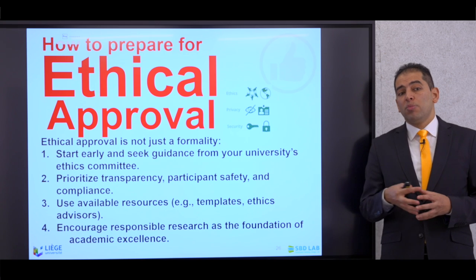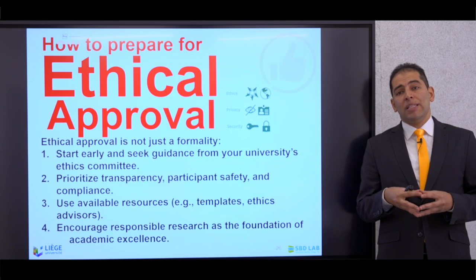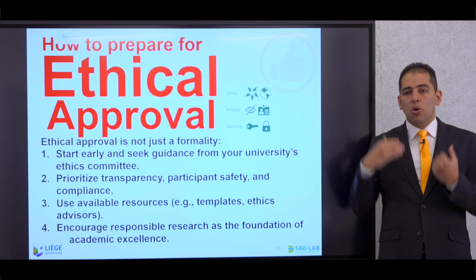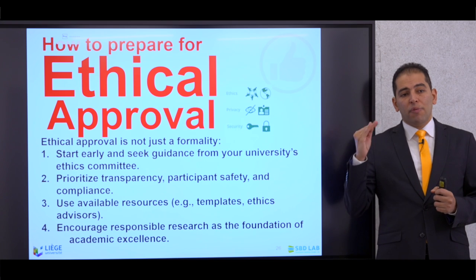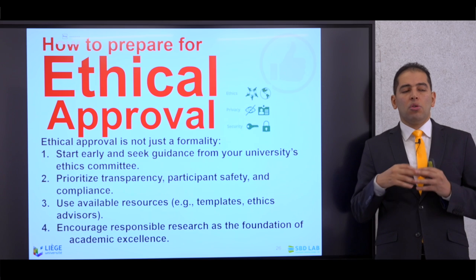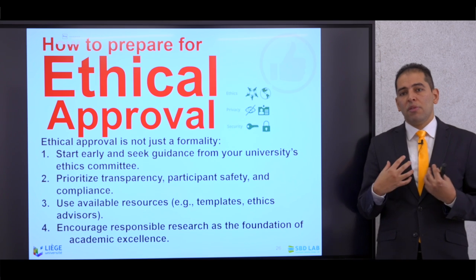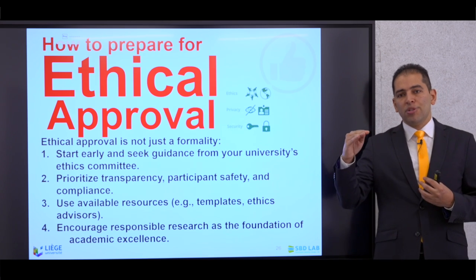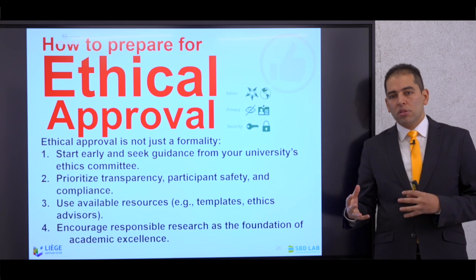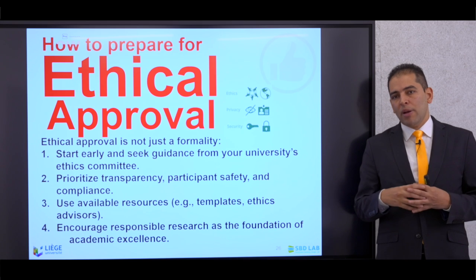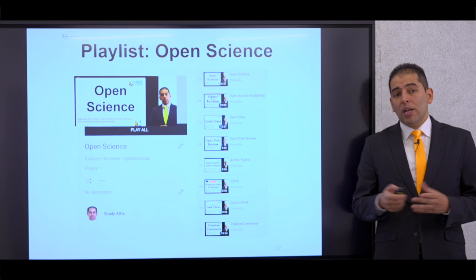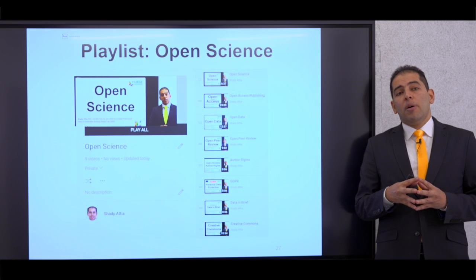And finally, encourage responsible research as the foundation of academic excellence. If you, as a scientist, are always making sure that you have your own internal measures of ethical excellence and academic excellence, this will be part of your academic excellence. So it's not only about compliance, sometimes it's about yourself, that you make sure from the beginning you have your own principles in your lab, and you always respect them, so that when you are asked to report or document, they are already in place, and you practice them as part of your research activity.